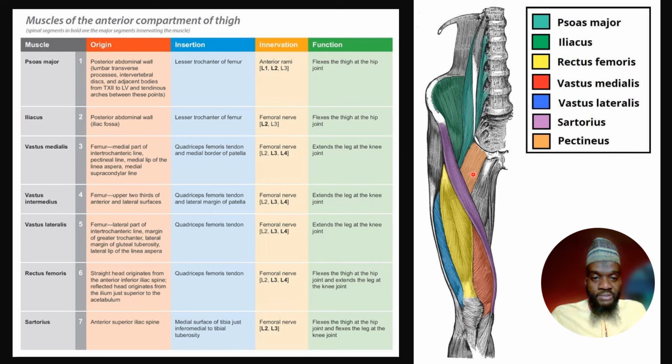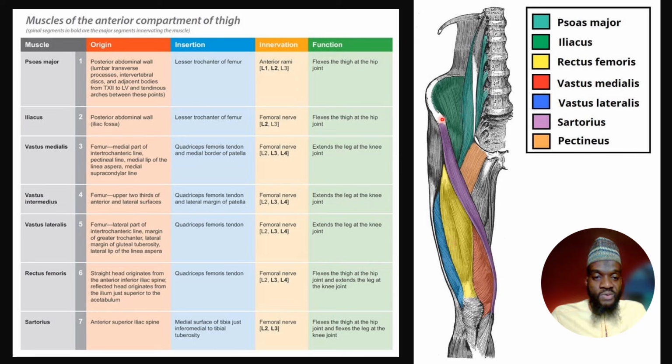Then vastus intermedius also arises from the femur, particularly the upper two-thirds of the anterior and lateral surfaces of the femur, and then it goes to insert also into the quadriceps femoris tendon. You can't see the vastus intermedius in this picture because it's covered by the rectus femoris. It also contributes towards extension of the leg at the knee joint. So these are these muscles.